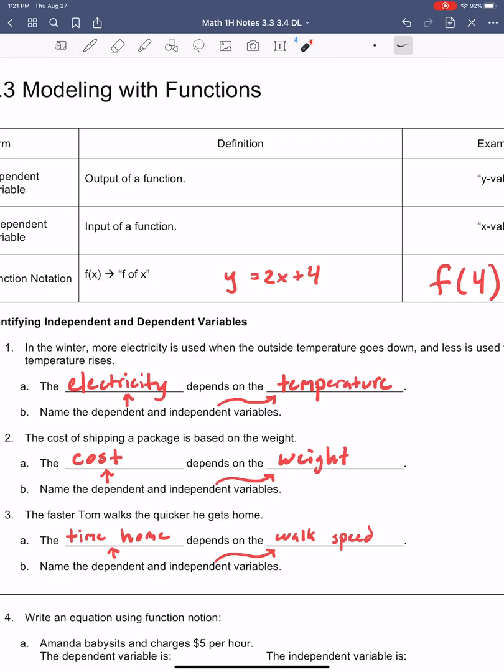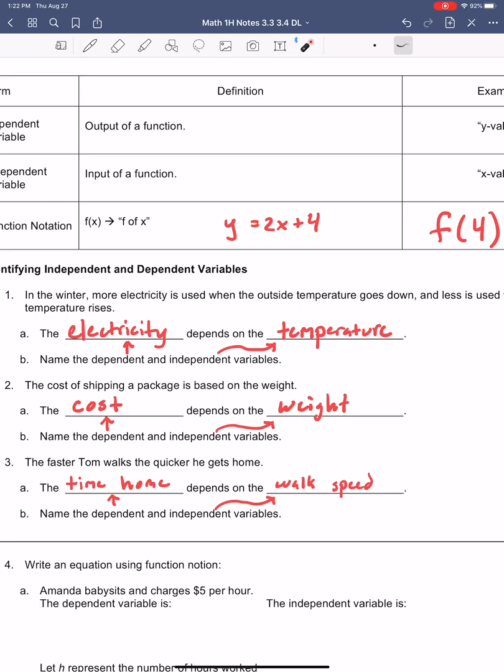Next, we have the cost of shipping a package is based on the weight. So we have cost and we have weight. In this case, the cost depends on the weight. If it's heavier, then it costs more. So the cost depends on the weight, and so the cost is the dependent variable and the weight is the independent variable.